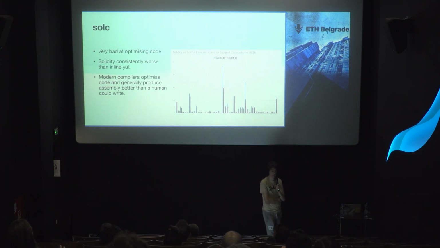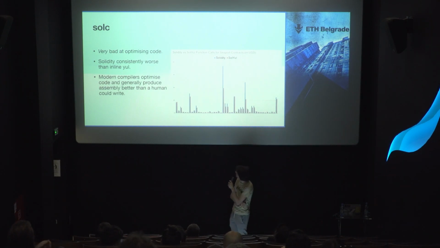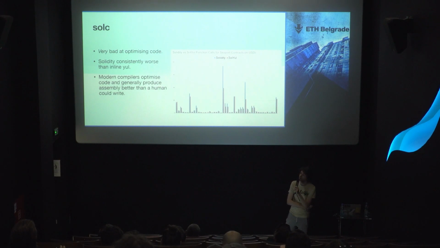And this is really bad because we have modern compilers that almost always produce code that is better than a human could ever write. Like if you take a look at GCC or Clang, they will always produce better code because they have 20 or so years of research put into them. They have all the knowledge of the instruction set you're developing for, and a human simply cannot do that. And here we see that Solidity is up to 50% worse than using Yul.